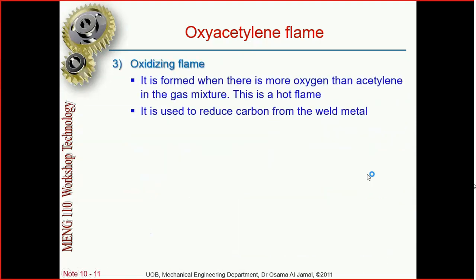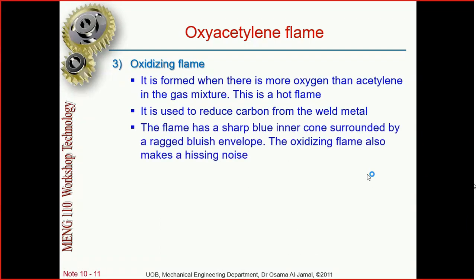Now the oxidizing flame, where the amount of oxygen is more than acetylene. This is a hot flame. It is used to reduce carbon. If acetylene is more, we will get more carbon. If acetylene is less, we will get less carbon. It has a sharp blue inner cone, so inside it is blue. In both the other flames it was white. Here it is blue inside, surrounded by a reddish blue envelope, and outside it is bluish. The oxidizing flame also makes a hissing sound.